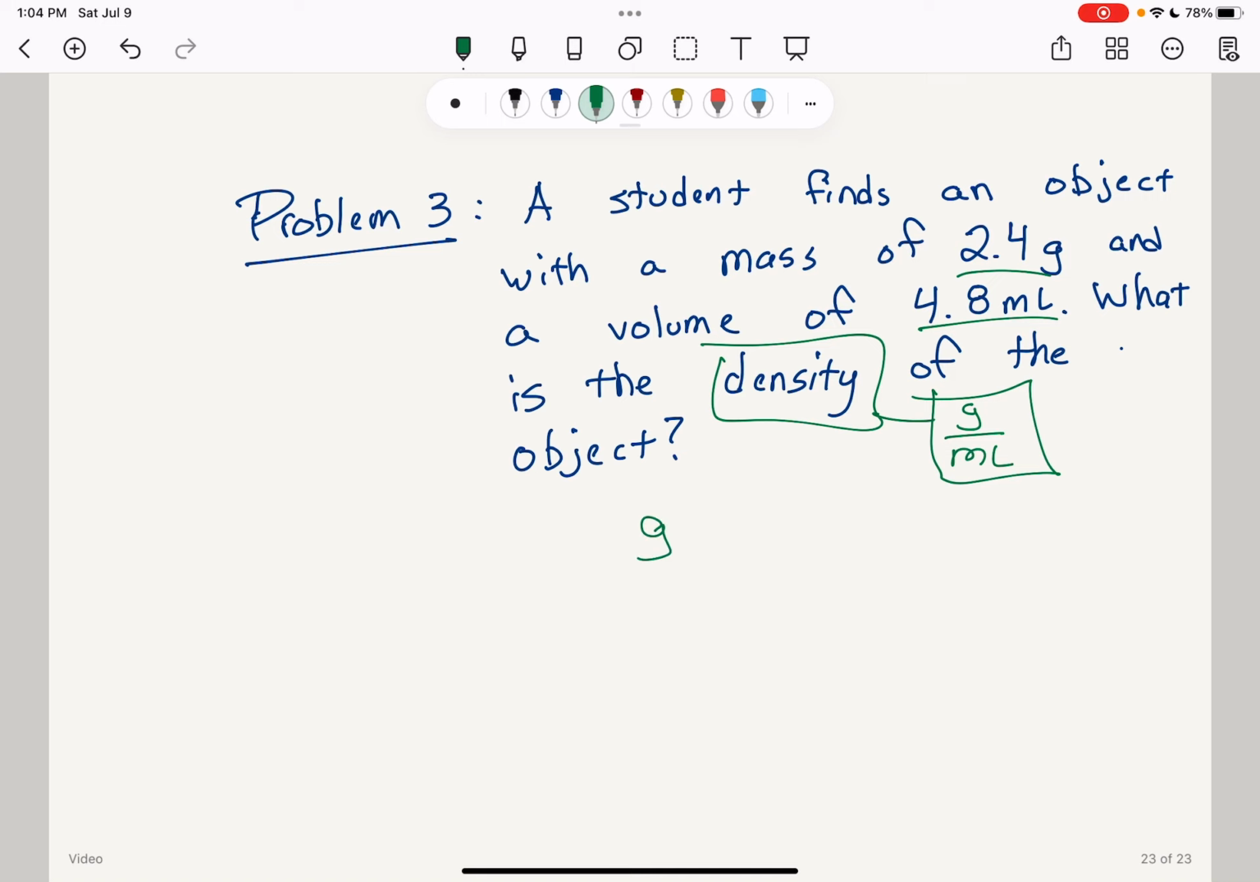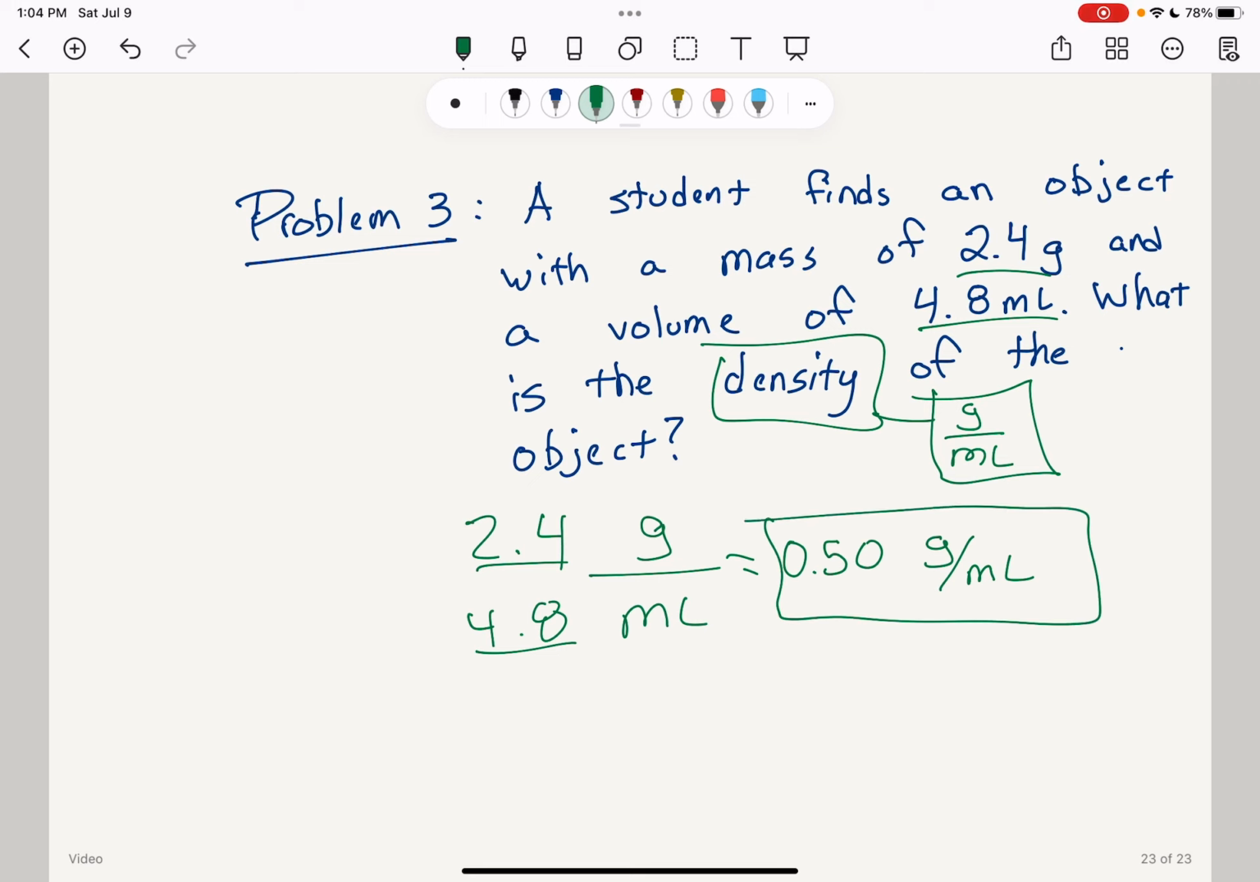I'm going to take my grams divided by my milliliters. That's it. So I'm going to take 2.4 grams divided by 4.8 milliliters. And notice those units do not cancel because that's going to give me the units of density, which is grams per milliliter. And when I take in my calculator 2.4 divided by 4.8, I should get 0.5, and I'm going to add a 0 at the end of that because both of these numbers have 2 sig figs. And that is the final answer.